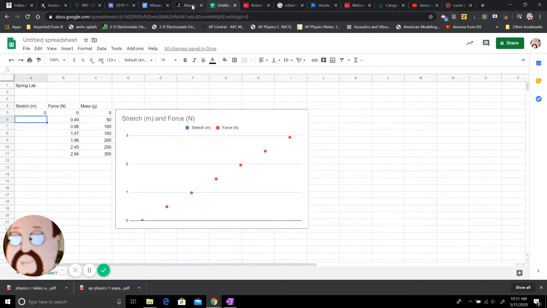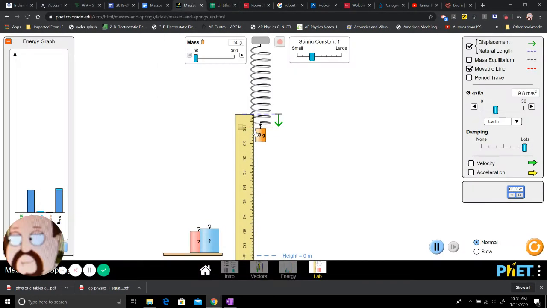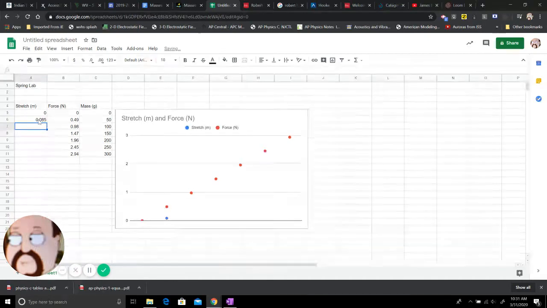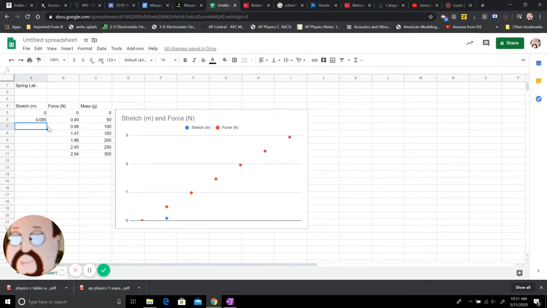So coming through, we have this. We said this looked like 8.5 centimeters. So in my chart here, I'm going to go ahead and put in 8.5 centimeters, 8.5. Two decimal places will be 0.085. Right? Okay. I can see what it's starting to do there.